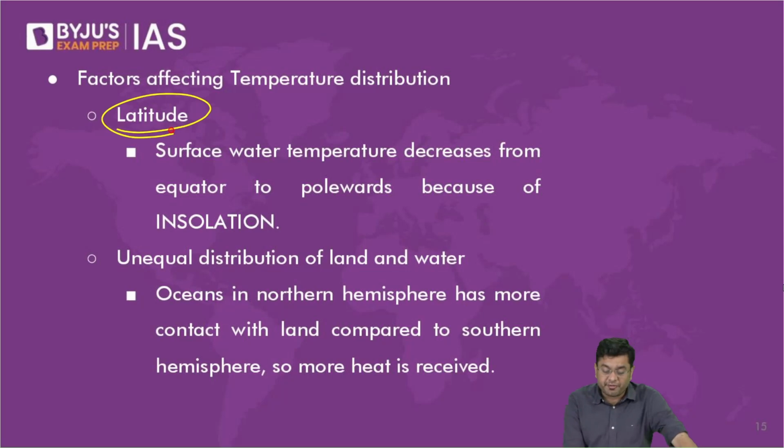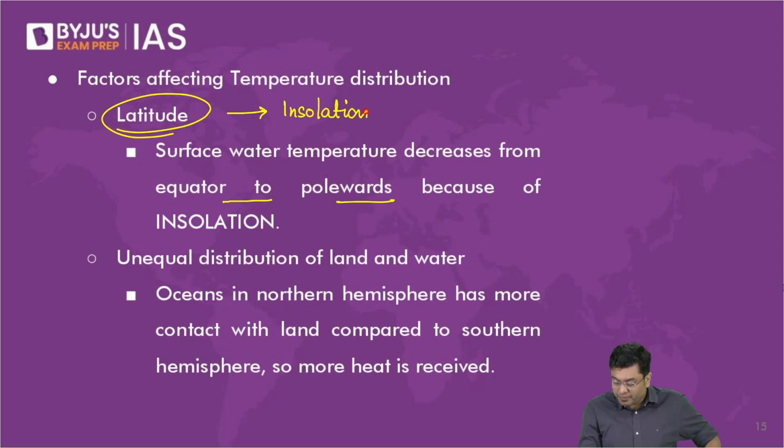Now, when we talk about the latitudinal extent, we know that the lower latitudes, that is the region around the equator, is where the amount of solar insolation received is much higher. If the amount of solar insolation received is higher, obviously a greater amount of heat is received and attained. So, in terms of latitude, surface water temperature decreases from the equator to the pole because of insolation. Why? Insolation is maximum closer to the equator.